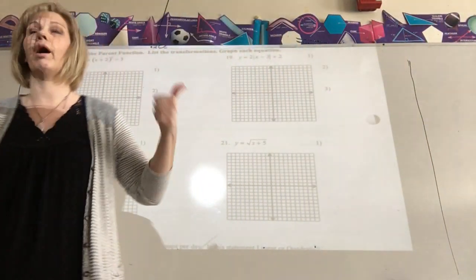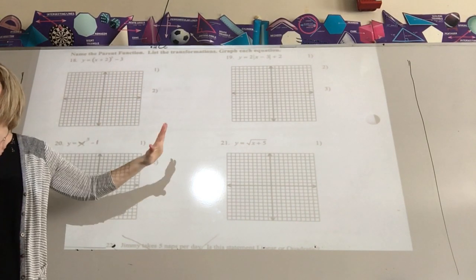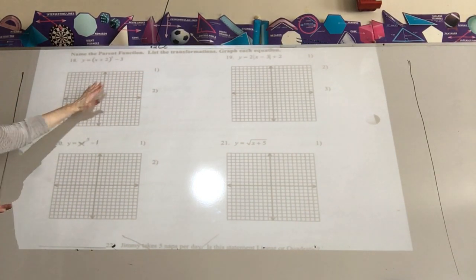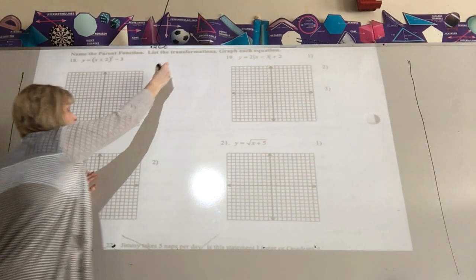But when you're graphing, I want you to name it, name the transformations, and then we're going to graph it. So what kind of function is this? What's the name, the parent function? Quadratic. It is quadratic.